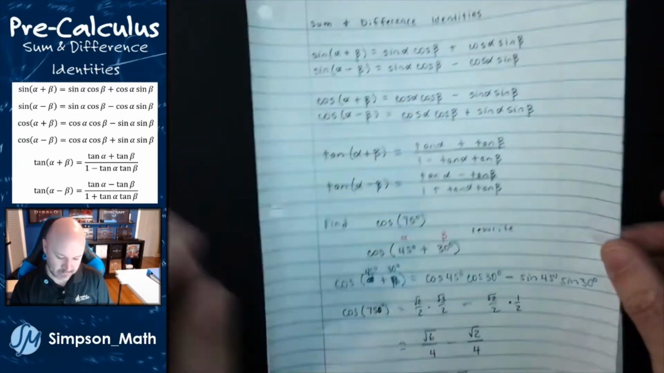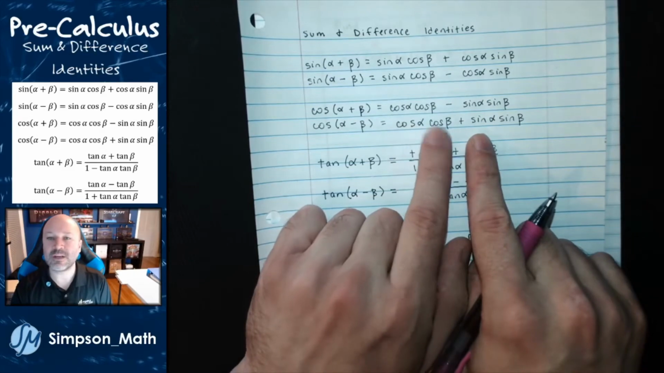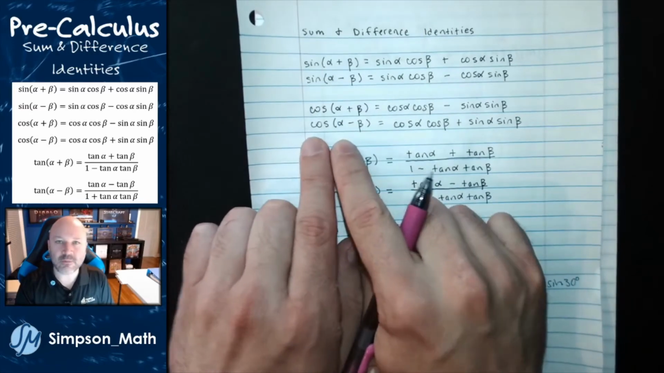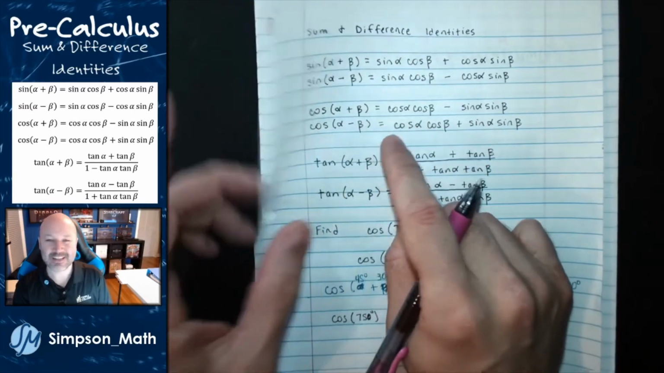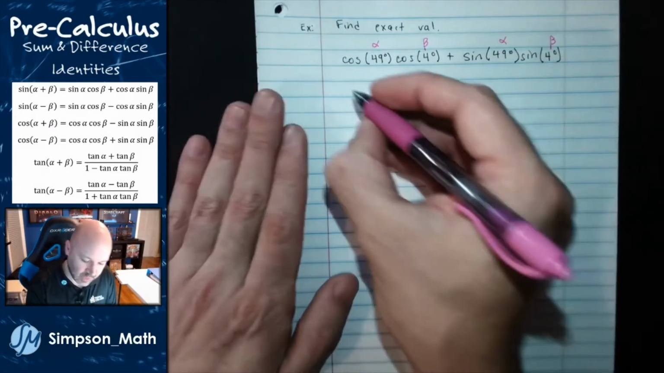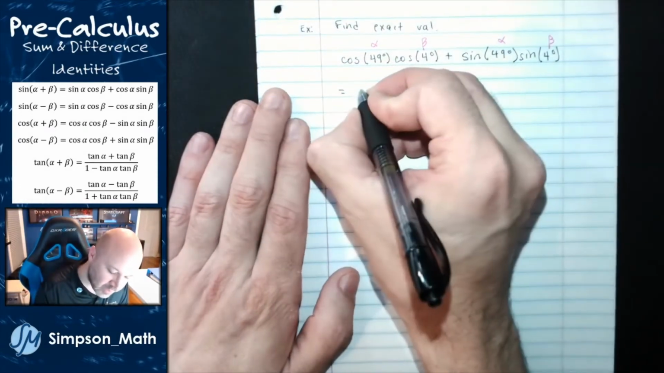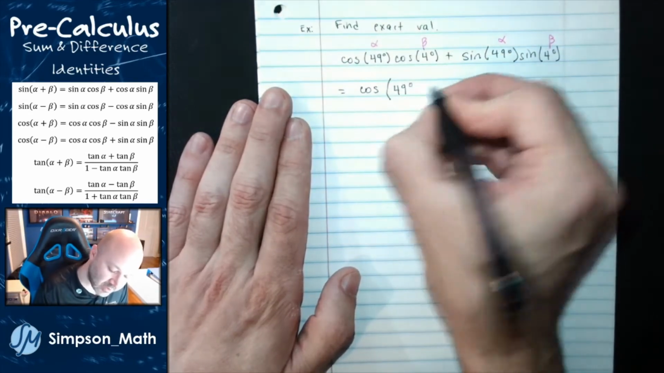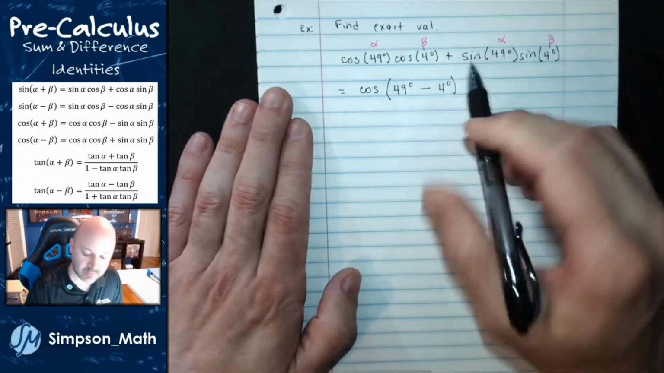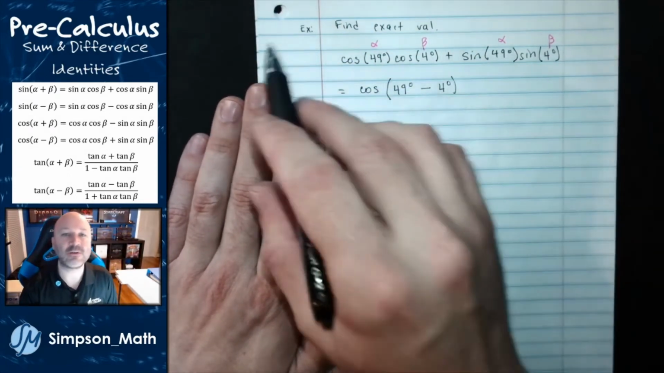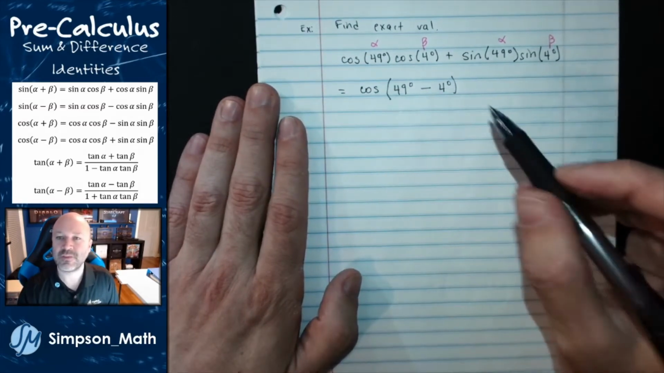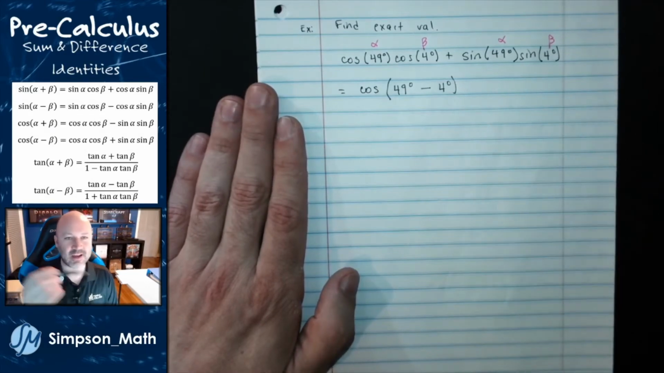So I'm claiming we've got, there's a plus sign there, this thing going on. We have cosine, cosine plus sine, sine. So this is just the cosine difference, but instead of going from left to right, we're going from right to left. So let's make that switch. I claim this is equal to cosine of 49 degrees minus 4 degrees. The cosine difference turns into that sum. This is just using that cosine identity.